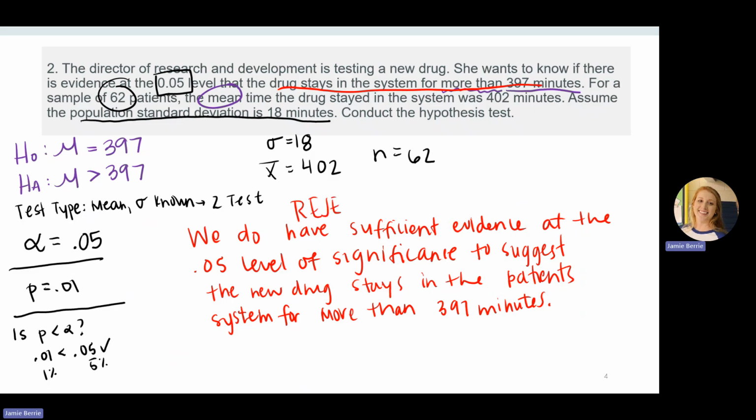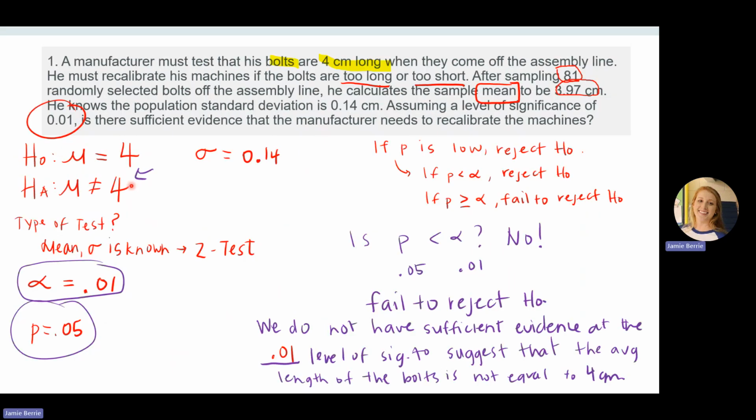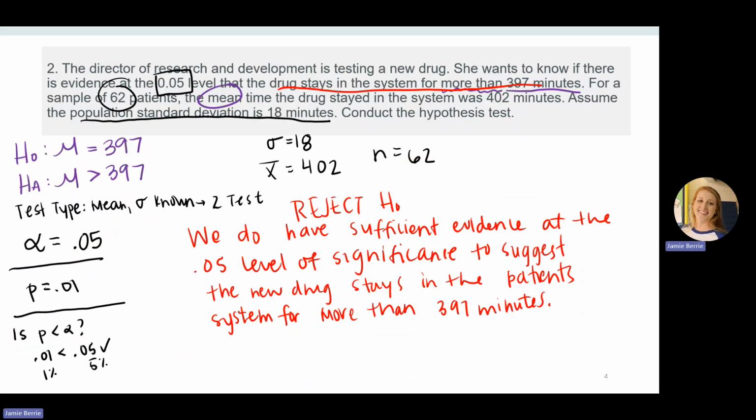I forgot to write that. On the last one, we had to fail to reject H0. This time we're rejecting H0. And what does it mean to reject H0? That means that we're concluding that we in fact did have enough evidence to disprove our null hypothesis, and so we can now assume our alternative hypothesis is true, which is that the mean time that the drug stays in the patient's system is greater than 397 minutes. I want to go back to the last page and just make sure. Okay, I wrote down fail to reject H0. Okay, just want to make sure.